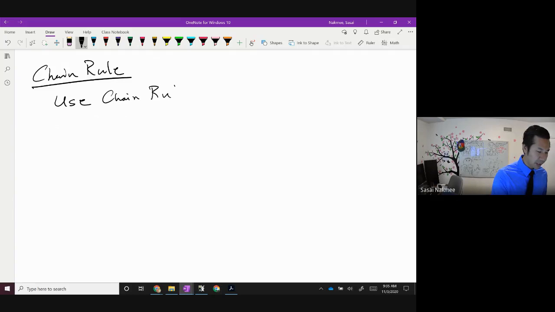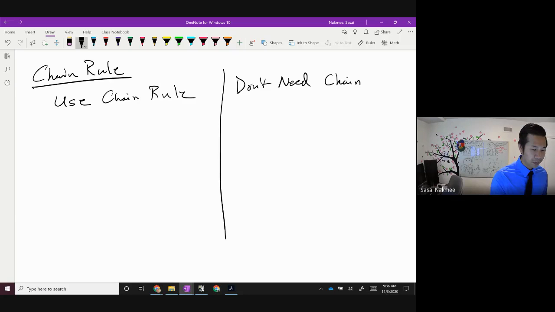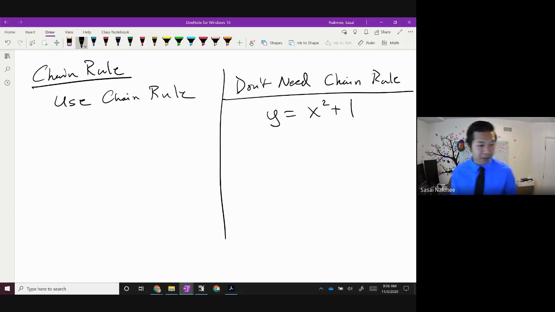And on the other side, we'll say that these ones don't need the chain rule. So for example, one function that doesn't need the chain rule, I hope you guys can see, is just y is equal to something like x squared plus 1. We don't need the chain rule for that. We just use the power rule, you get your derivative, and that's fine.